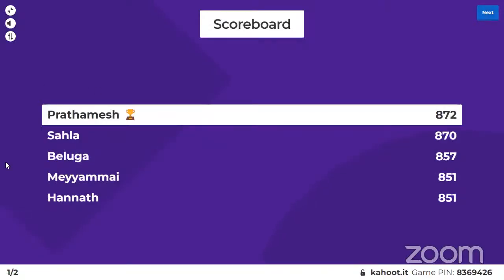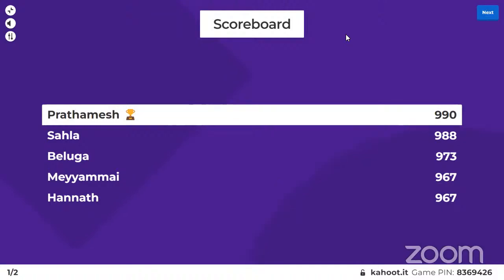So we'll be having a scoreboard where you can see the toppers who have come to the top. So here you can see Prathamesh has come to the top. Second, we have Sahla, Beluga, Mayamai, Hannat, and on the right side you can see the corresponding points also. The top, Prathamesh, is having 990 points. So at the bottom you can see the corresponding points here.